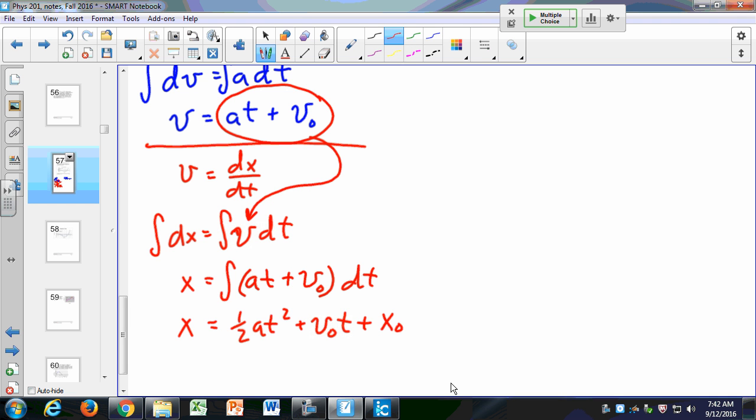I would expect to see all those steps. If I didn't see one of those steps, I'd count off. This will probably be worth, if it's on the test, about 10 points. So if you missed a step, I'd count off a couple points. Or if you just didn't do this whole part, I'd count off 5 points.